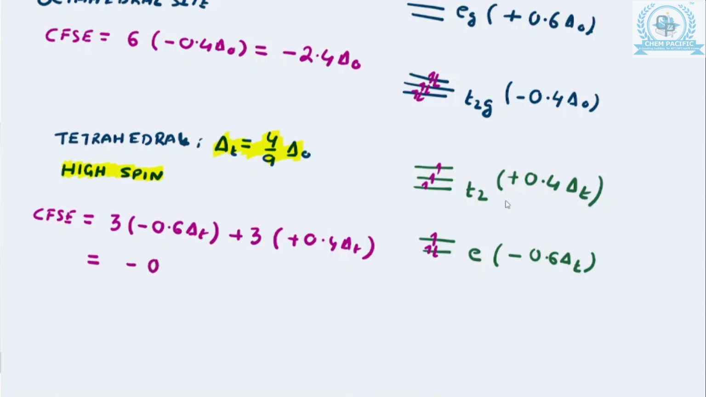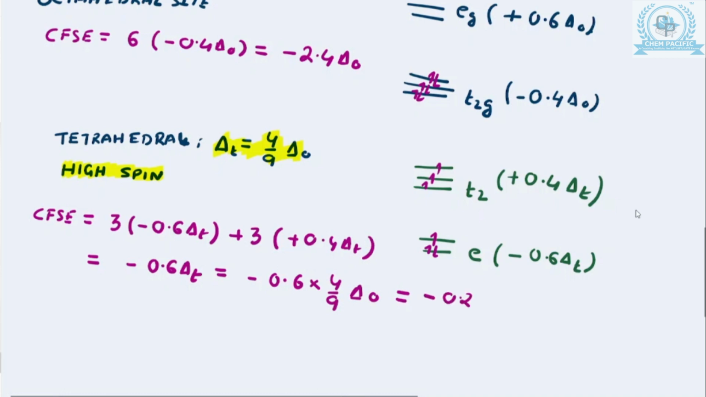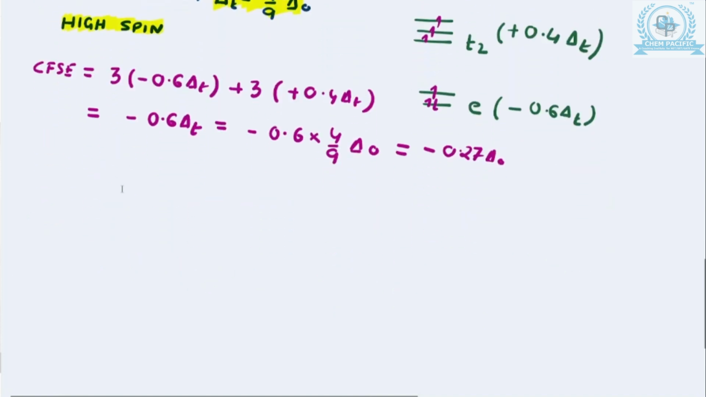So this will turn out to be minus 0.6 delta T. Now दोनों को आप एक साथ कंपेयर नहीं कर सकते हो, तो कभी भी delta T में है, since we know that delta T is equal to 4 by 9 of delta 0, so this will turn out to be 4 by 9 of delta 0. So this will become minus 0.27 delta 0. So यहाँ पे हमने Co3+ का both in the tetrahedral site and the octahedral site compare किया है.